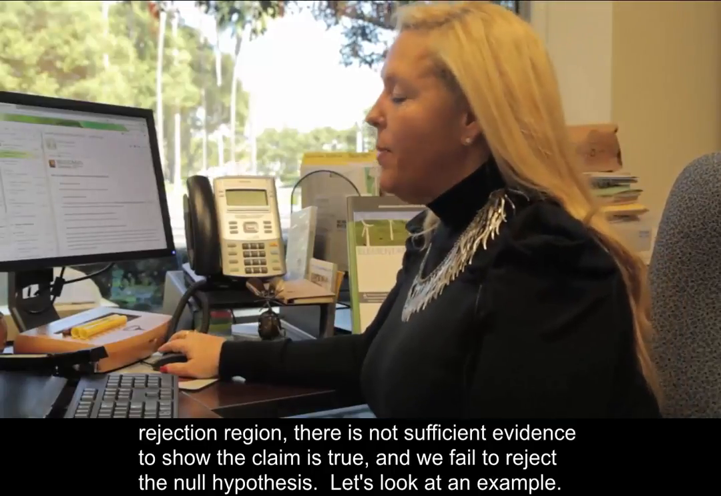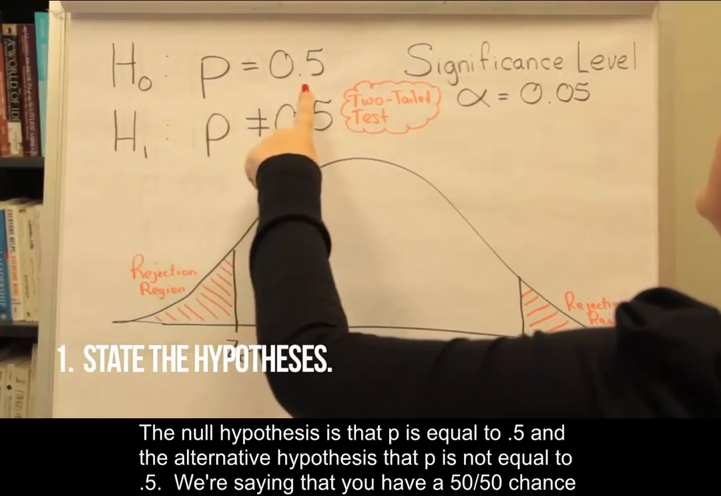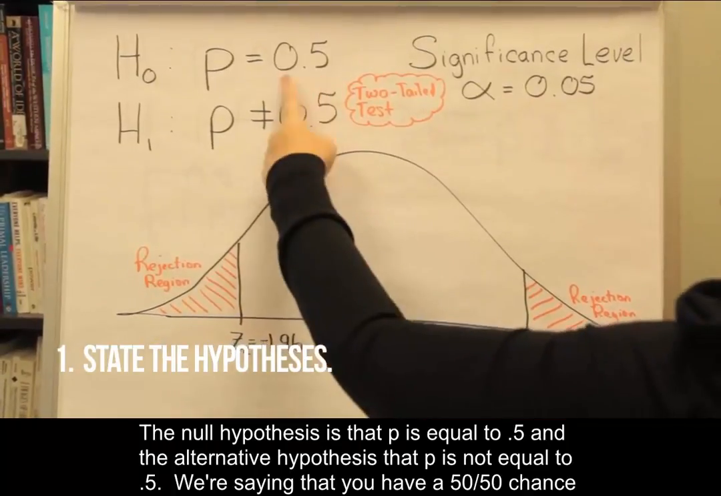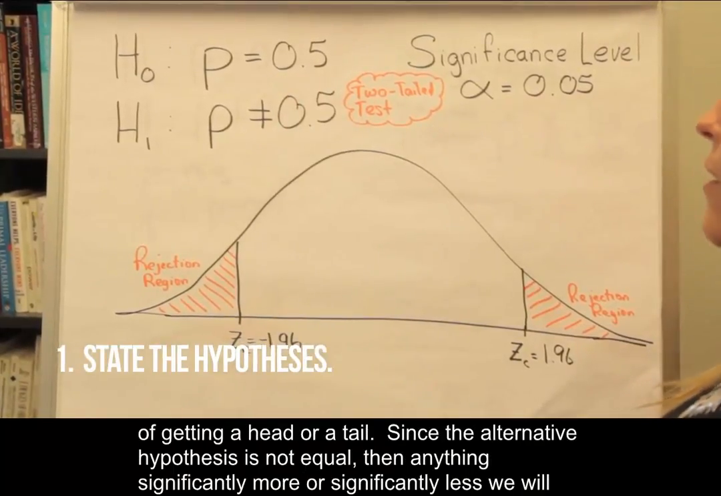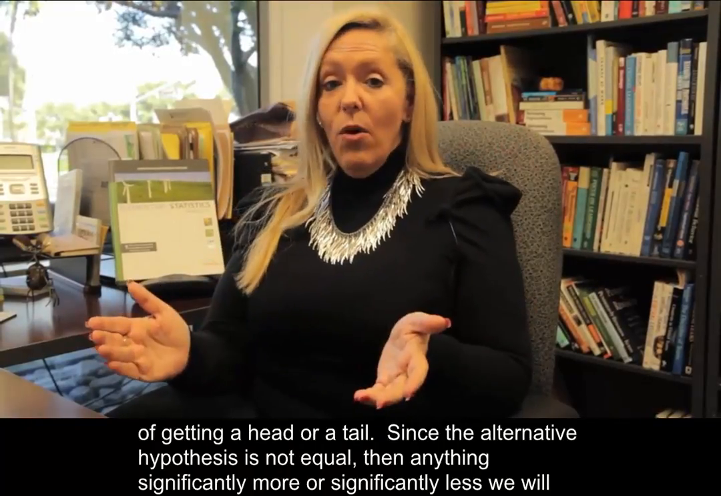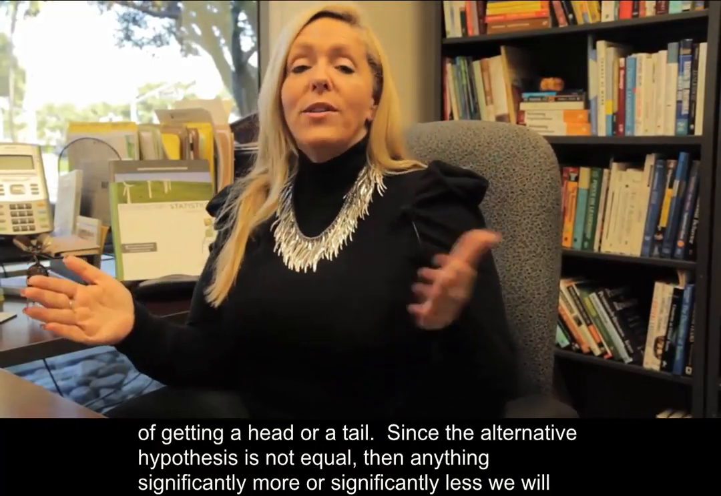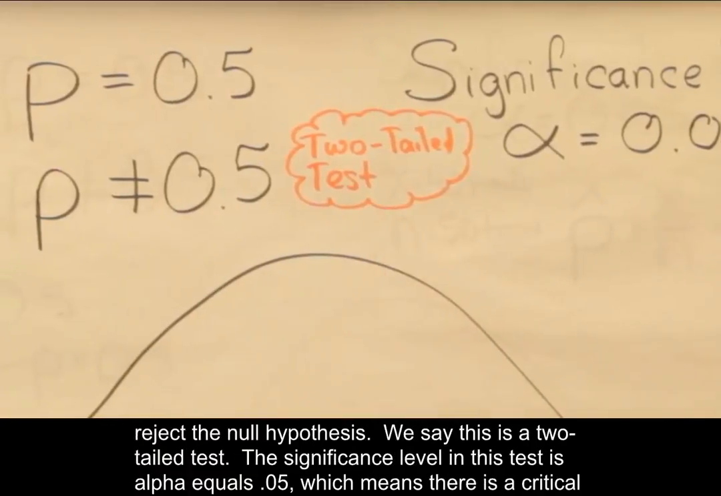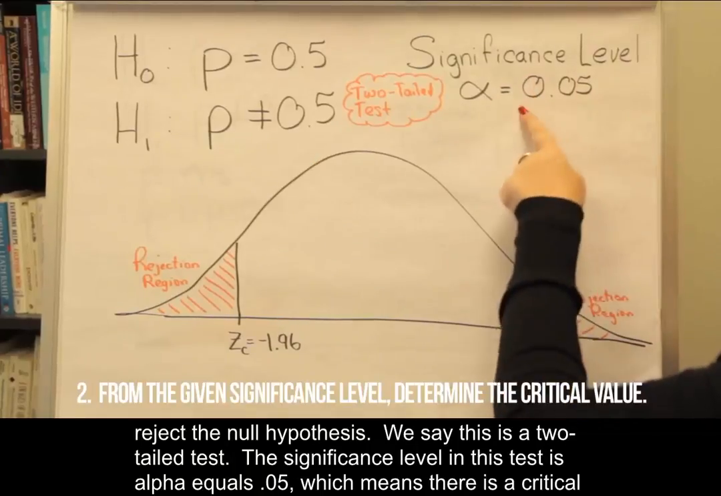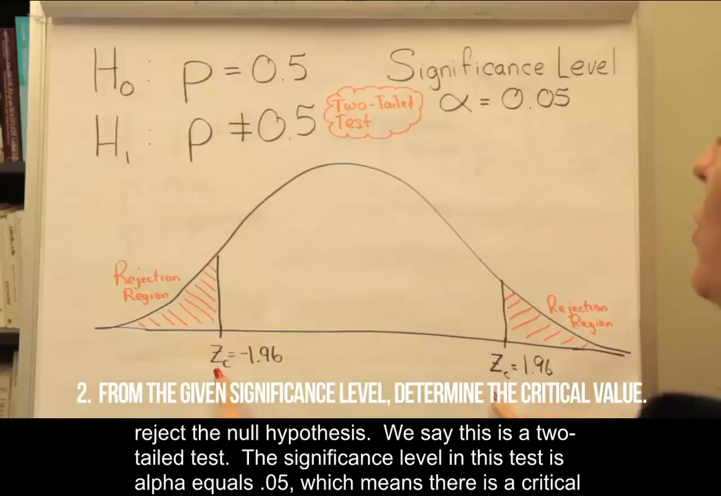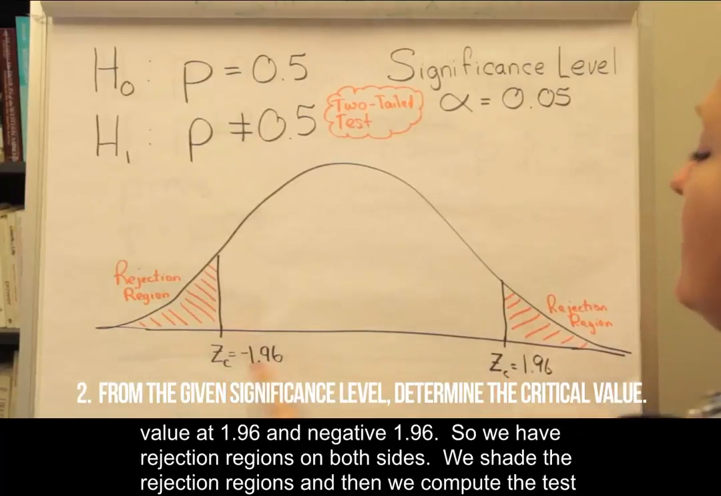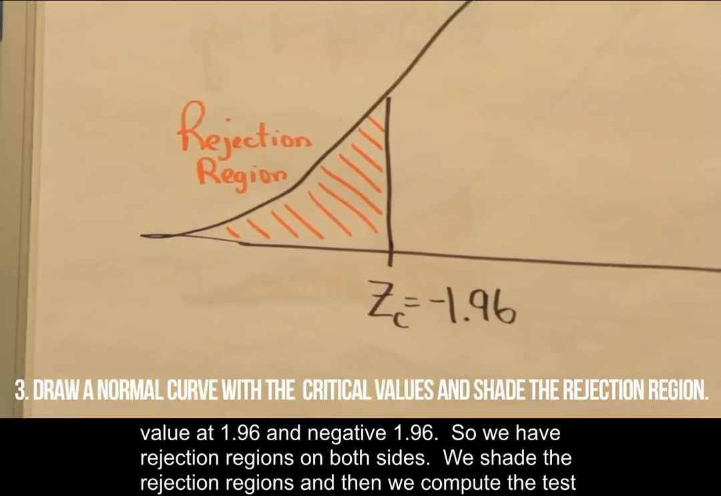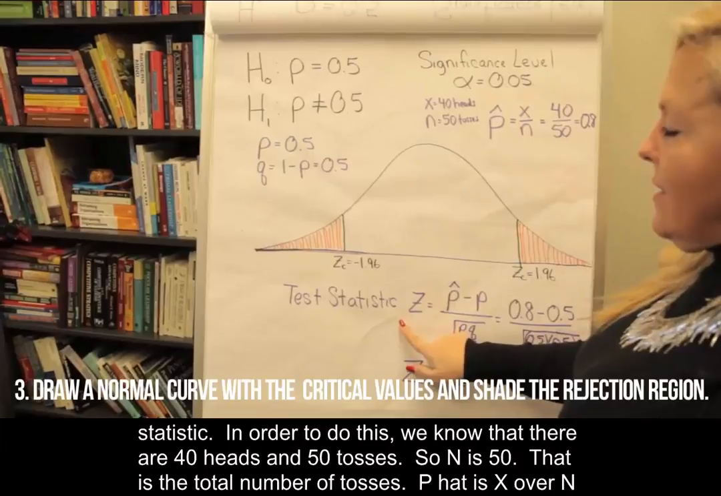Let's look at an example. The null hypothesis is that p is equal to 0.5, and the alternative hypothesis is that p is not equal to 0.5. We're saying that you have a 50-50 chance of getting a head or a tail. Since the alternative hypothesis is not equal, then anything significantly more or significantly less, we would reject the null hypothesis. We say this is a two-tailed test. The significance level in this test is alpha equals 0.05, which means there's a critical value at 1.96 and negative 1.96. So we have rejection regions on both sides. We shade the rejection regions and then we compute the test statistic.